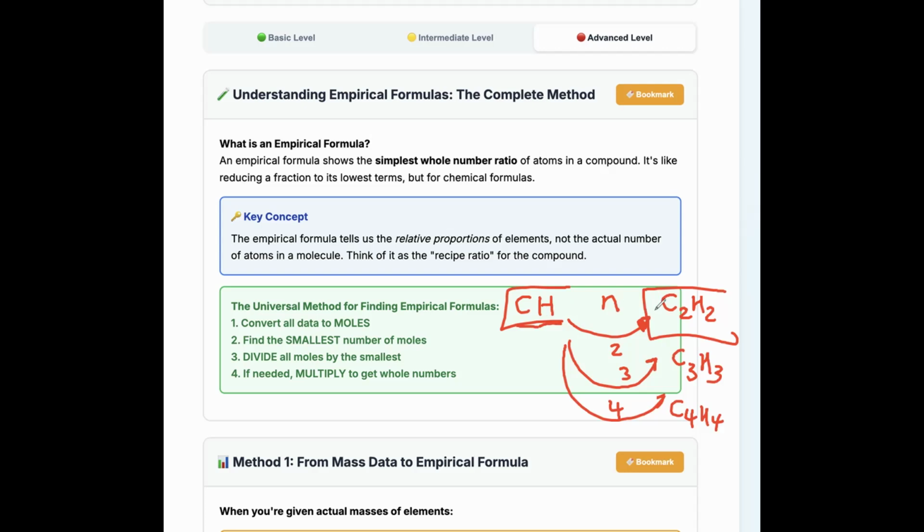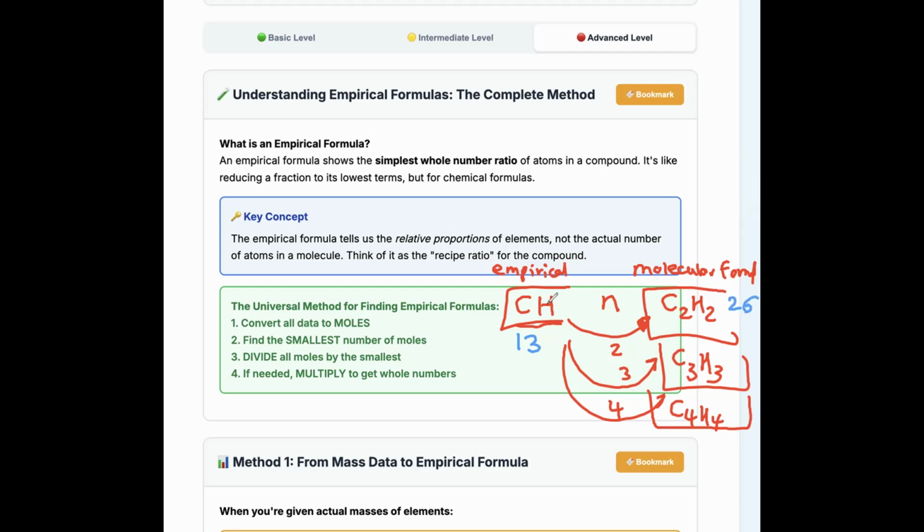So CH can be repeated 2 times, 3 times, 4 times, or whatever, and this makes different molecular formulas. So this is the relationship between the empirical and the molecular formula, how many times the empirical formula was repeated. I can also find the masses. The masses are related with the same multiplication. So if the mass of CH is 12 plus 1, which is 13, because one hydrogen only, then the mass of C2H2 will be 26.